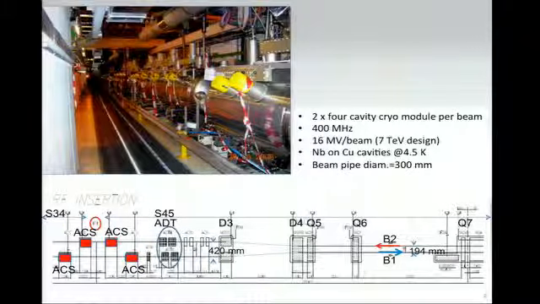So these are cryo modules. There's 4 cavities per module, 2 modules per beam. As I said, 400 megahertz. Flat out, they're going to deliver 16 megavolts of accelerating voltage at 7 TeV. This is niobium sputtered onto copper. And these are cooled at 4.5 K and quite a large beam pipe diameter, so low impedance presented to the beam.